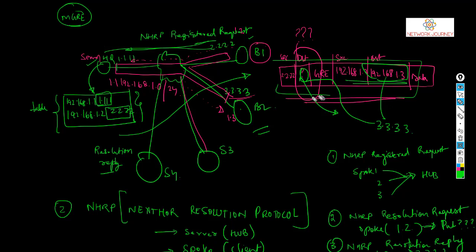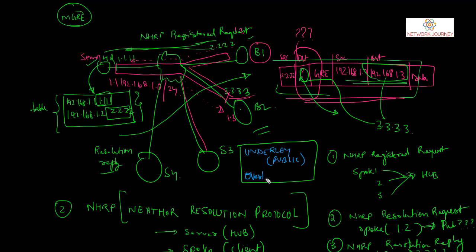So far we can say that there is an underlay and overlay concept happening in DMVPN. Basically the underlay is the network where the different routers are connected over public IPs, and the overlay is your tunnel interface, which is on a private network. So this is how DMVPN works.